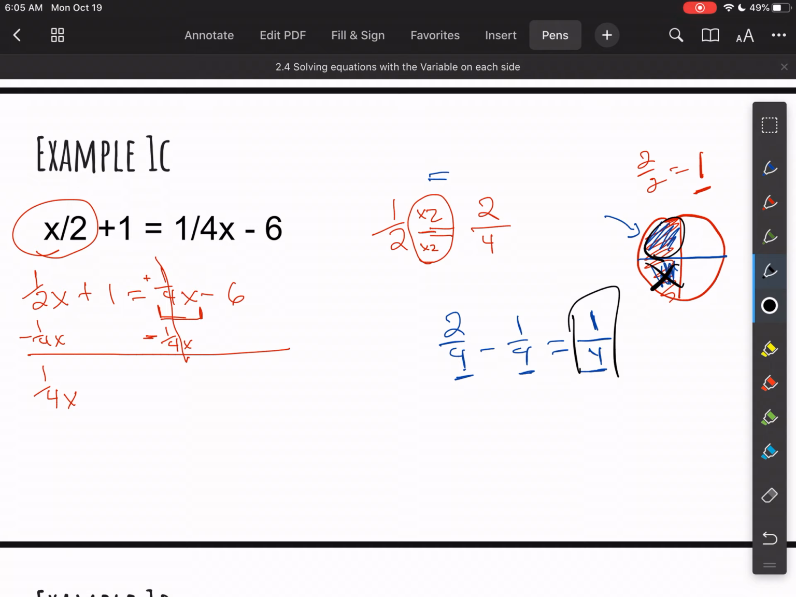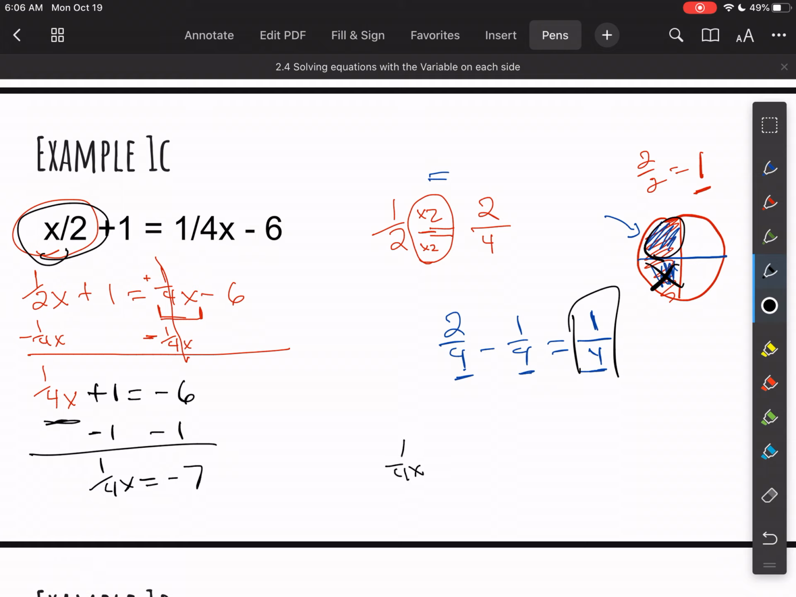So we have 1/4 x plus 1 is equal to -6. Sorry for the color change. To get this x term by itself, I'm going to subtract 1 from both sides. So I'm left with 1/4 x equals -7. Okay, so to get this x by itself, we started this off by changing this back to like 1/2 x. What I want to encourage you to do at this point is to think about 1/4 x as x divided by 4. 1/4 of something is just dividing something by 4.